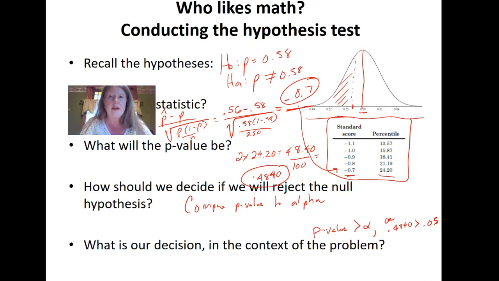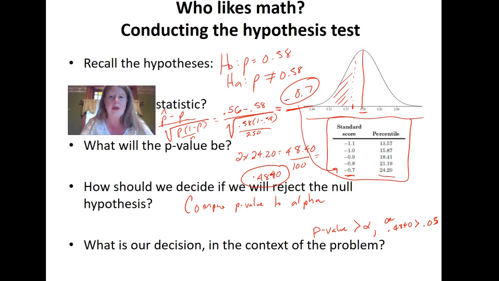So that's a very general way of saying things. We're failing to reject the null because our p-value is greater than alpha. Now, in the context of the problem, what we're saying is that we do not have support against the claim that 58% of adult Americans liked math in grades K through 12. We're not saying that claim is true. We're just saying that with this particular hypothesis test, with our sample of data, we don't have enough evidence against that claim.